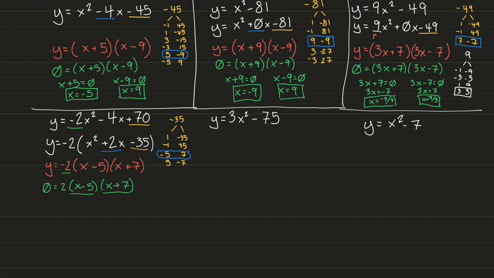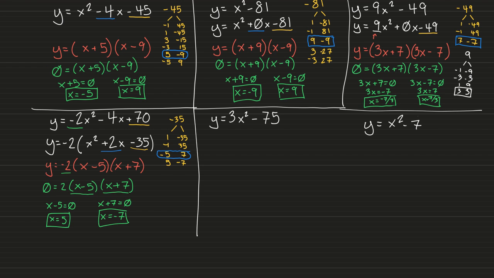We really just have to think, well, either x minus 5 is 0, making this whole thing 0, or x plus 7 is 0, making this whole thing 0. So in fact, we find our x-intercepts, or our zeros, are x equals -7 and x equals 5. So sometimes we have to factor something out. Nice. Let's look at another one.